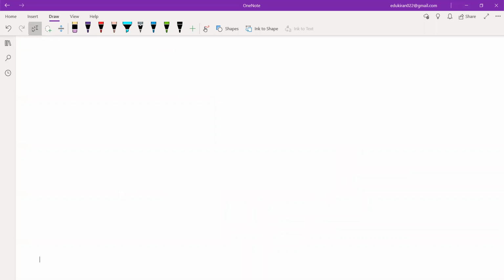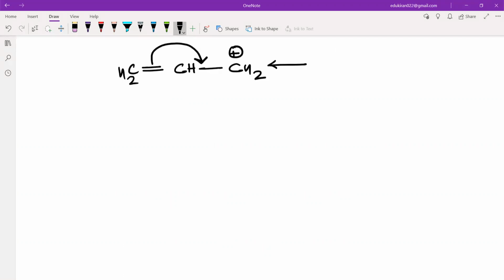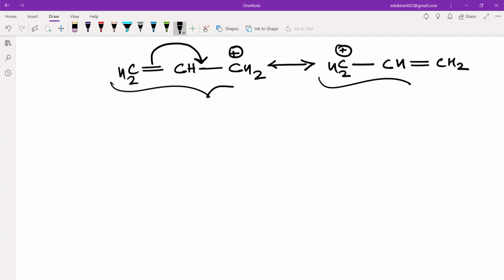Now, we said, what are resonance structures? It is basically like a reaction only. You have CH2 double bond CH single bond CH2 positive. So what type of reaction is happening? You have electron source to electron sink, and then you are getting CH2 positive, single bond CH, and then a double bond CH2.